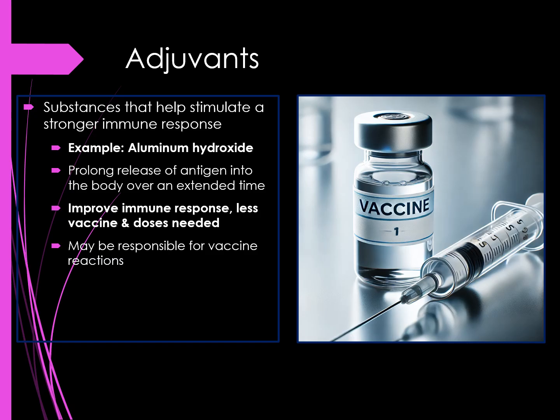Evidence shows that the adjuvants employ one or more of the following mechanisms to increase the immune response. They sustain the release of the antigen at the site of injection. They upregulate cytokines and chemokines, and they also recruit other cells to the site of injection. An example of one that is commonly used is aluminum hydroxide or other aluminum salts. The drawback of these is that they may be responsible for vaccine reactions.